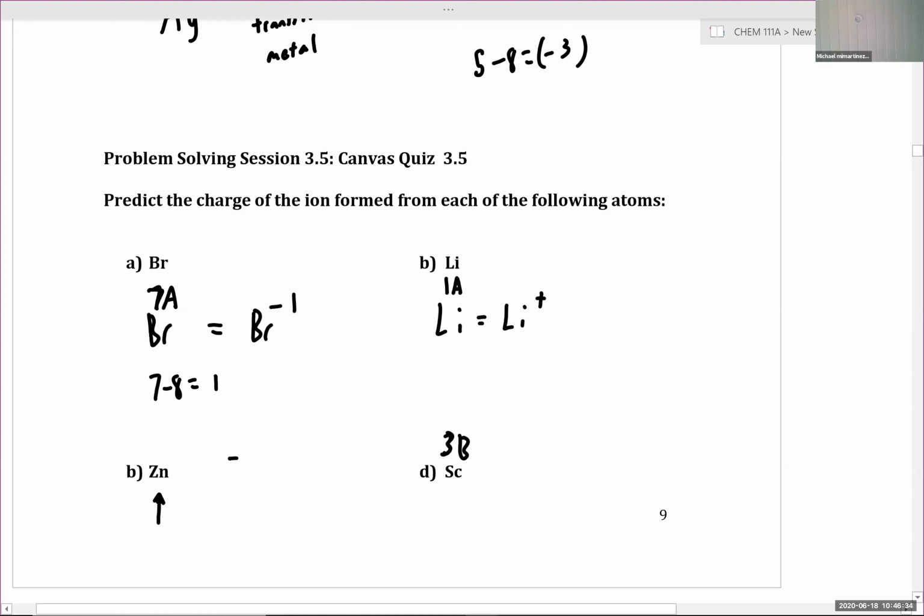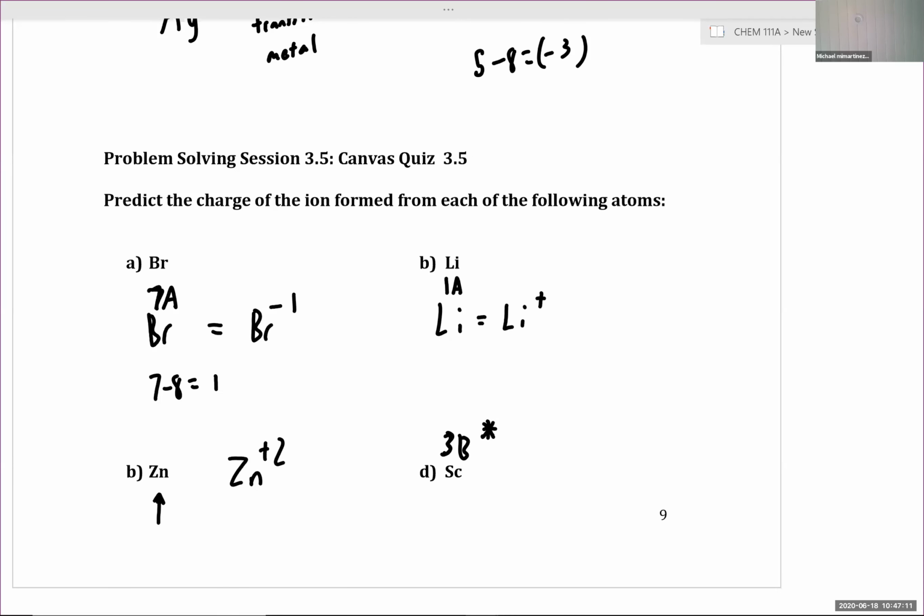Do we know the preferred charge for zinc? What charge would zinc prefer to adopt? +2. Yep, it's a fixed charge transition metal, and zinc overwhelmingly prefers to form zinc 2+. So scandium, I'm just going to put a little star next to it because your 3B transition metals are a slight exception from the rule.